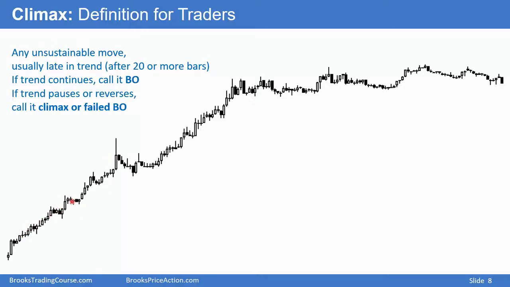If the trend continues, this is all climactic, it's a biclimax. The trend's continuing, I call it a breakout. If the trend pauses or reverses, then I say it's a climactic breakout or a climactic move, a failed breakout. It's still a biclimax. And then once it starts to do this, traders start to apply the term climactic end to the trend. But the entire thing is a biclimax, and this entire rally is a biclimax that just went on for a long, long time.